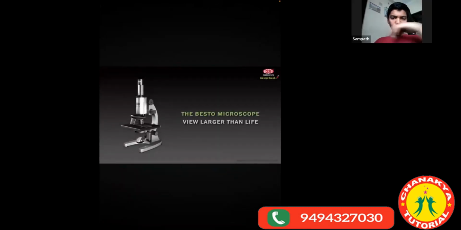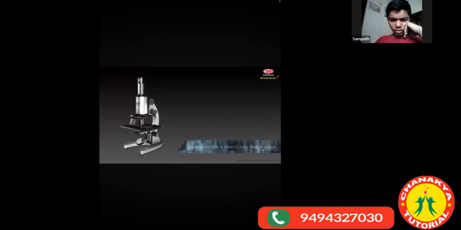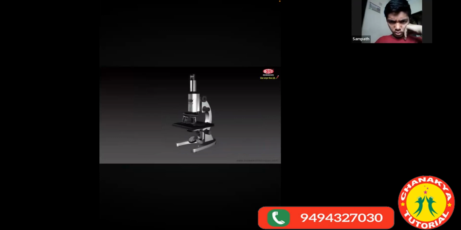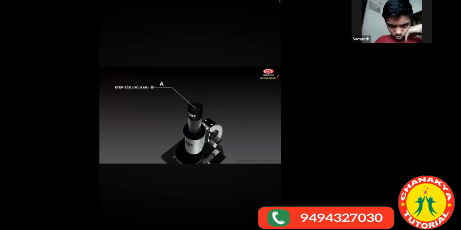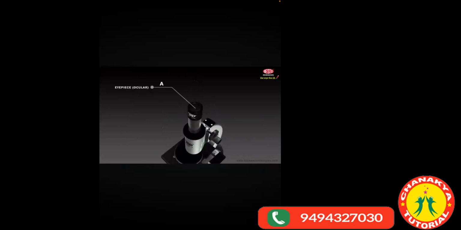View larger than life. A practical introduction with projects and activities. Microscopes, parts and their uses. A. The eyepiece, ocular, is the part of the microscope closest to your eyes, through which you look. It contains the ocular lens, which makes the image produced by the objective's lenses larger. An eyepiece may be labeled with its magnification or power, for example, 5x or 10x, meaning it enlarges 5 times or 10 times.